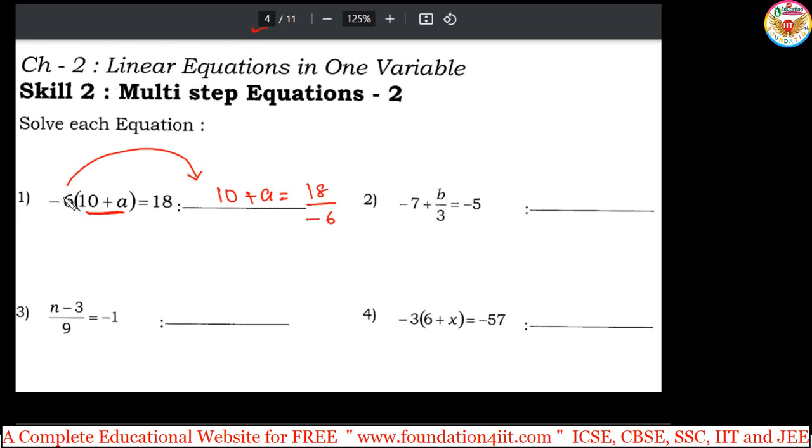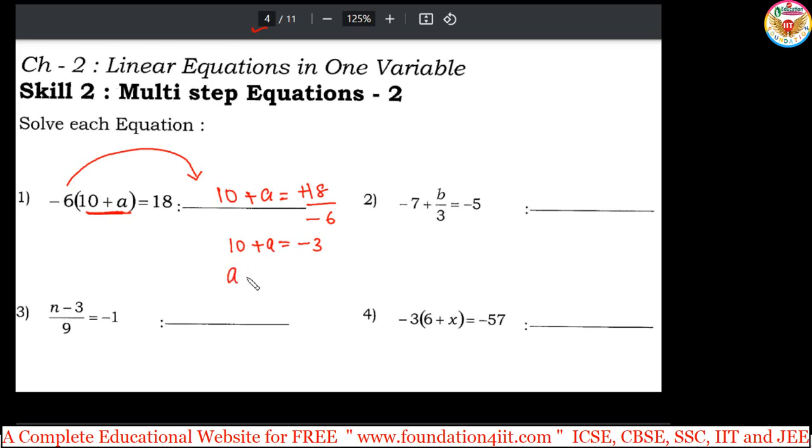That's the method. Some of you get confused and immediately write plus 6 for minus 6. Not so. Check what operation that number is doing with the variable term. So 10 plus a is one set. a is adding to 10. Minus 6 is multiplying, so it is divided by minus 6. Now plus 18 divided by minus 6 is minus 3. So 10 plus a is equal to minus 3.